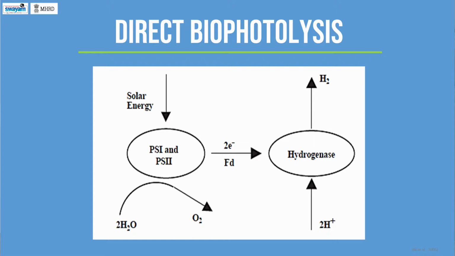Ferredoxin, an electron carrier, accepts the electrons from photosystem 2 using the solar energy absorbed by photosystem 1. These electrons are transferred to hydrogenase, which converts hydrogen ions to hydrogen.